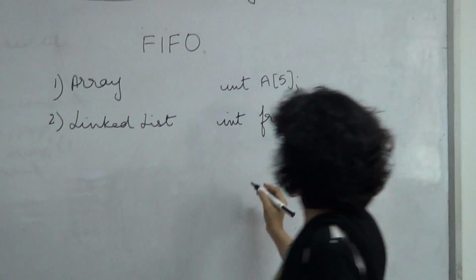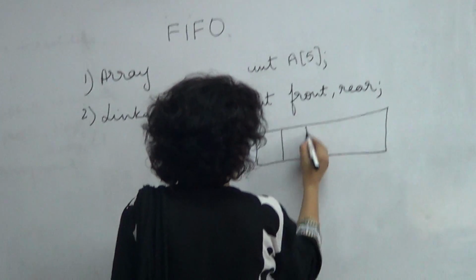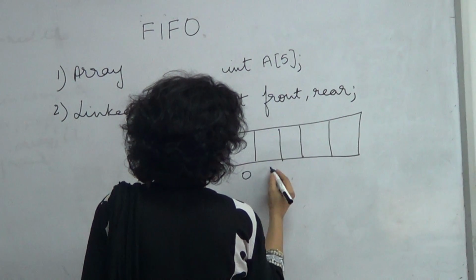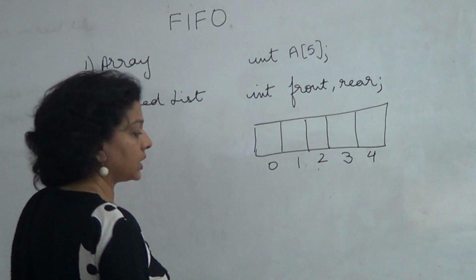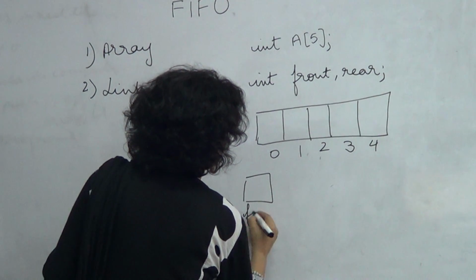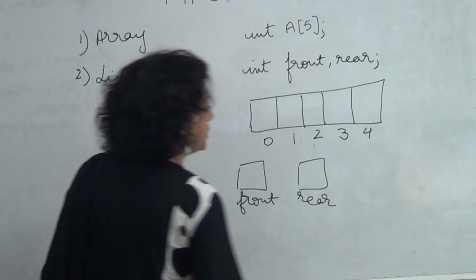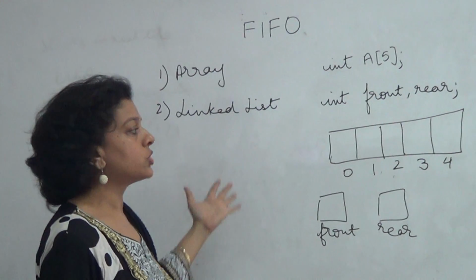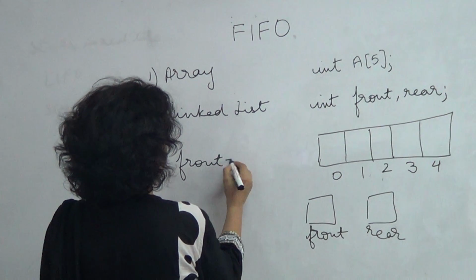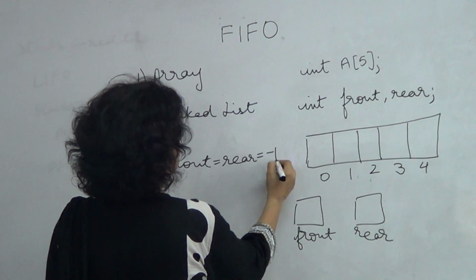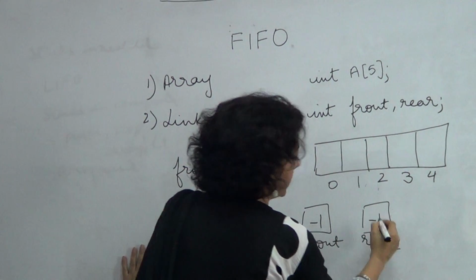Now when I declare an array like this, an array will be created in memory which will have 5 elements from 0 till 4, and two variables, front and rear, will be created in memory. In the beginning my queue is empty, so I will initialize both front and rear with the value -1, because you know the array starts from the index number 0.